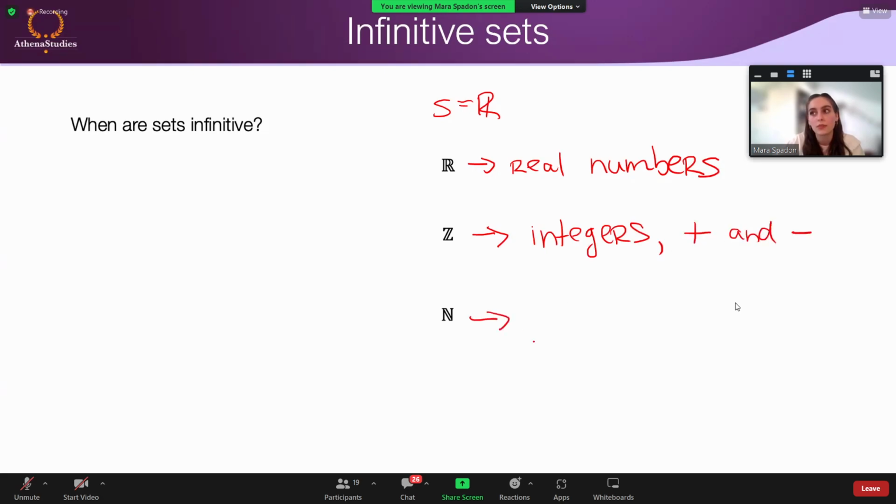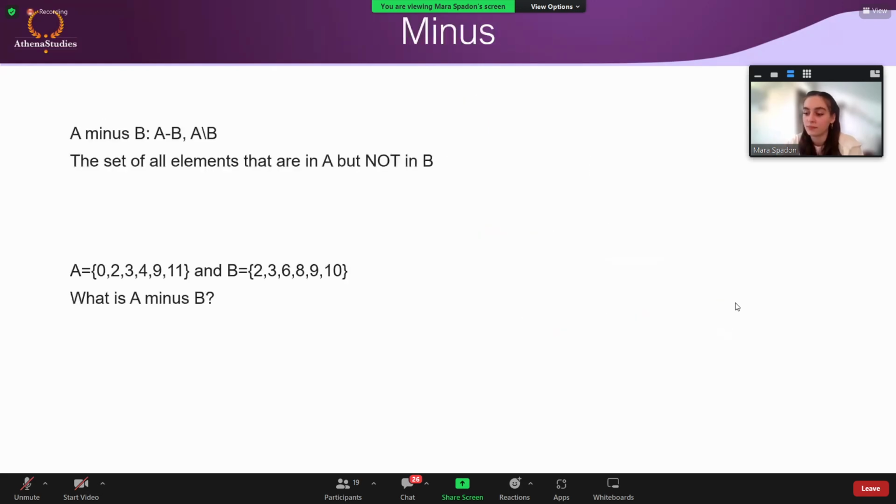And what are natural numbers? Natural numbers are also integers, but they're only the positive values. So only positive integers are the natural numbers, and both positive and negative integers are the set of integers. Okay. We have something called A minus B. So that's a set of all elements that are in A, but not in B. So if we want to calculate what is A minus B, we can write down both sets.